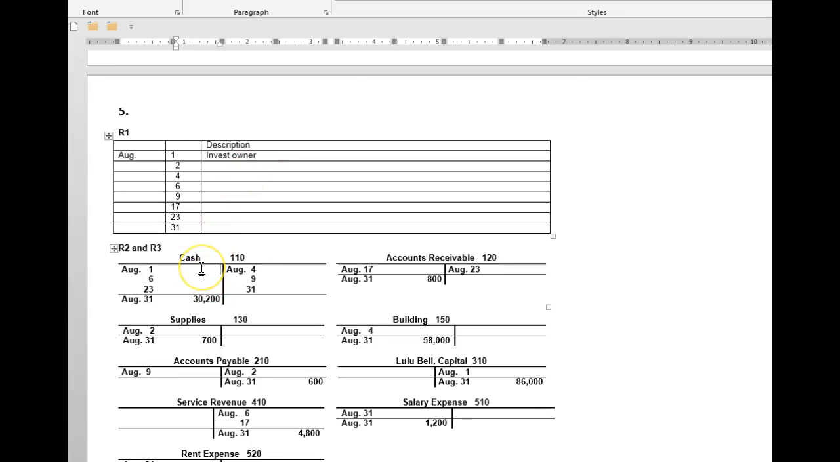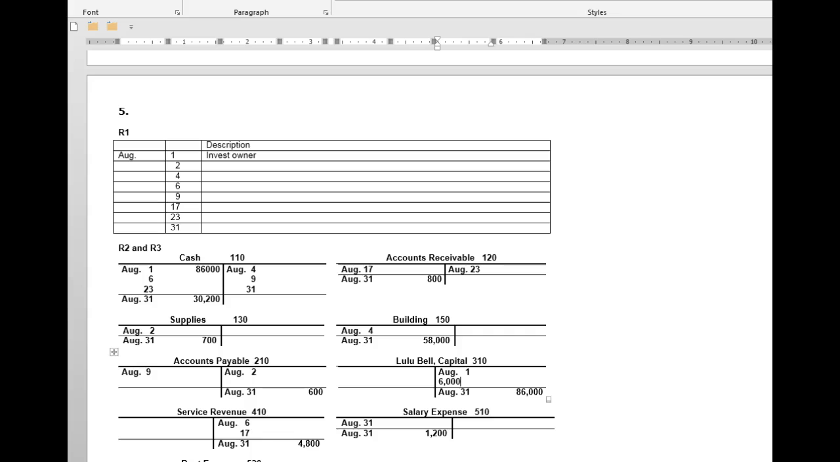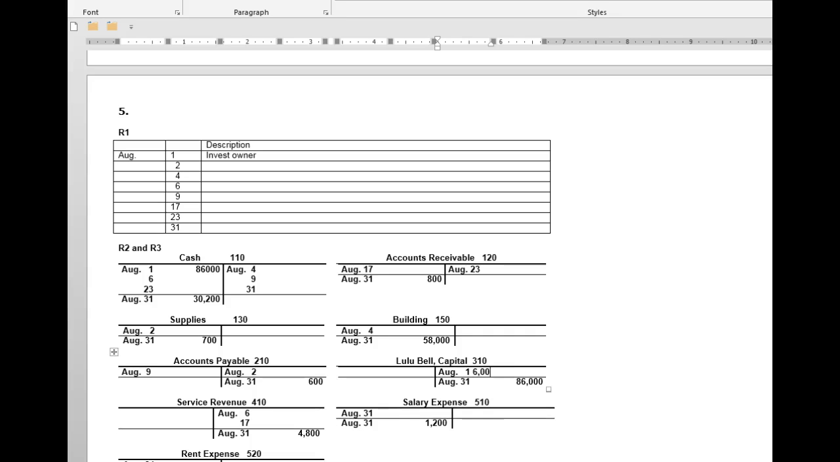Well, I'm on the left-hand side. I'm on August 1st, and I am going to put $86,000 in my cash account. Now, we know we're in a double entry system, so I have to have both sides. So down here, I have to credit on August 1st that $86,000. So we are in balance.